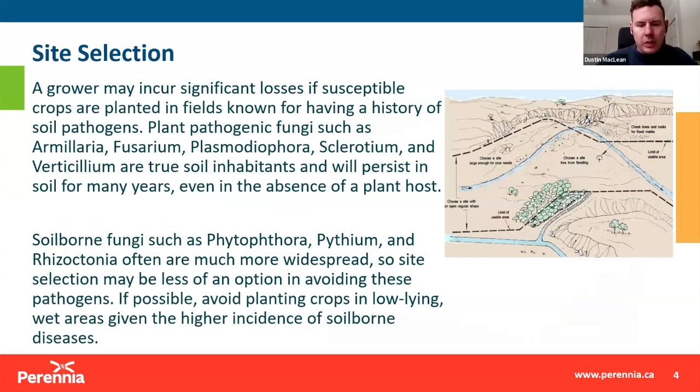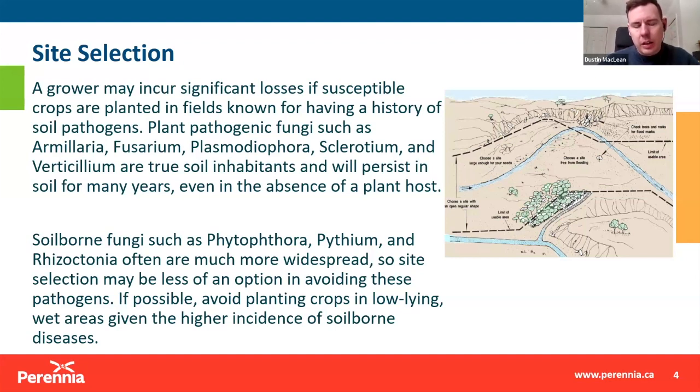First thing we're going to talk about is site selection. A grower may incur significant losses if susceptible crops are planted in fields known for having a history of soil pathogens. Plant pathogenic fungi such as Armillaria, Fusarium, Plasmodiophora, Sclerotinia, and Verticillium are true soil inhabitants and will persist in soil for many years, even in the absence of a plant host. However, soil-borne fungi such as Phytophthora, Pythium, and Rhizoctonia often are much more widespread.